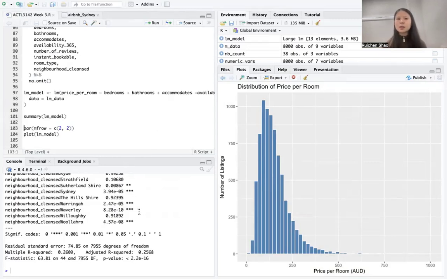And why? Because we have already controlled for the number of bedrooms and also the locations. Once we know how many rooms a property has and which neighborhood it is in, how many people it can accommodate becomes irrelevant to pricing. This shows that Airbnb hosts charge based on the rooms and the locations, not the number of people it can accommodate.